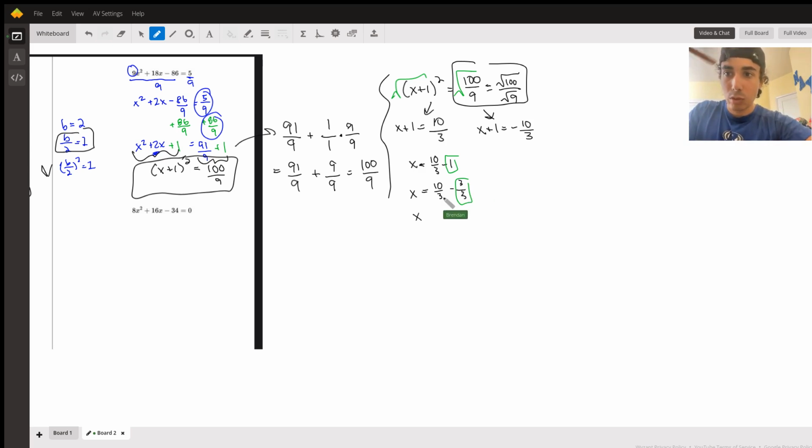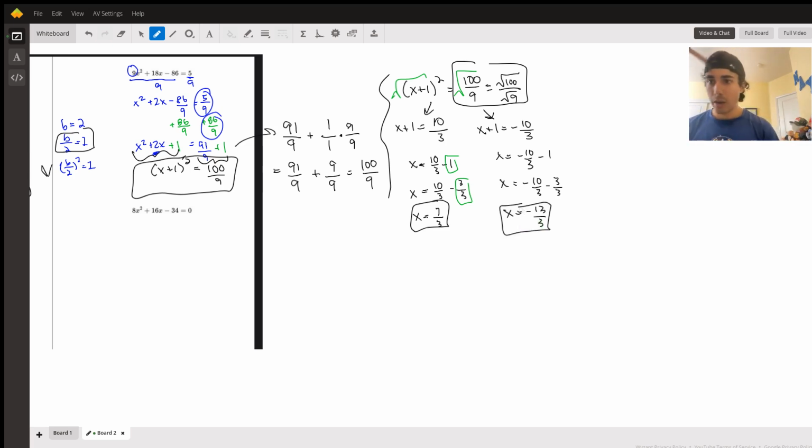So that is x equals 10 minus 3 is 7 over 3. And then same thing here. So I'm going to do negative 10 over 3 minus 1. And then negative 10 over 3 minus 3 over 3. And then that is going to be negative 13 over 3.